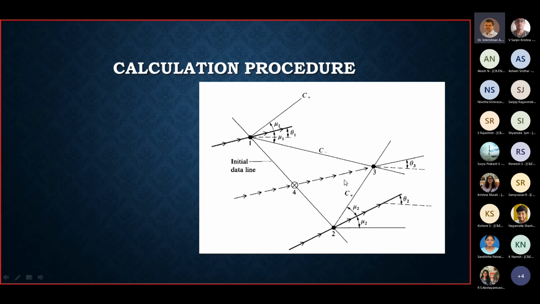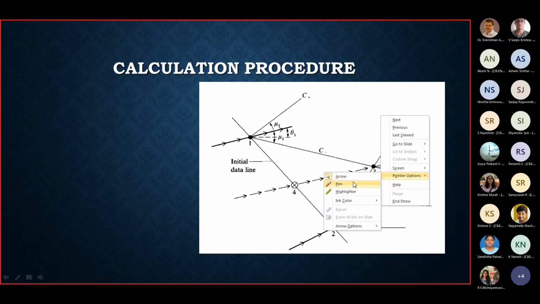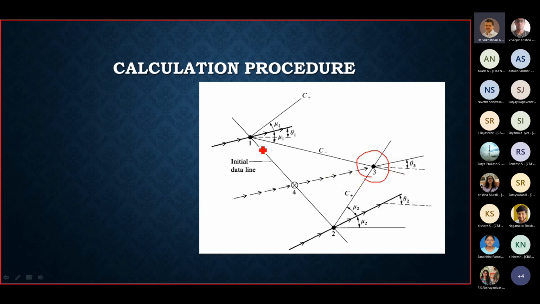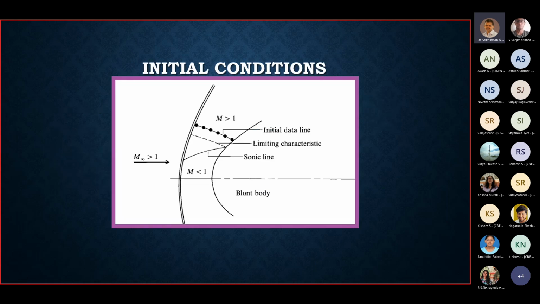You have upstream points on which the data are given, and then you use them for solving for the intersecting points of the characteristics. You march forward with the solution, and that's how you solve for the entire flow field depending on the discretization that you have. So this is the general approach followed in the method of characteristics. I'll stop it here. If you have questions, you can ask.